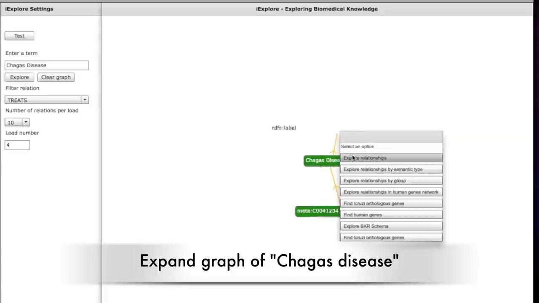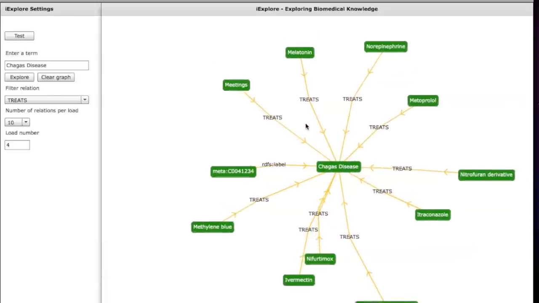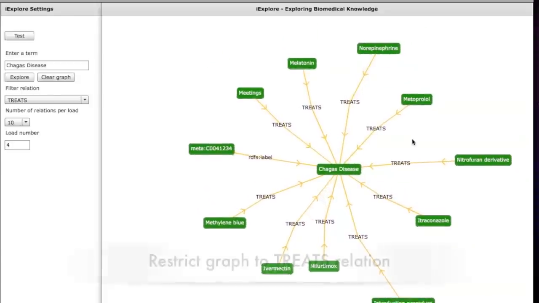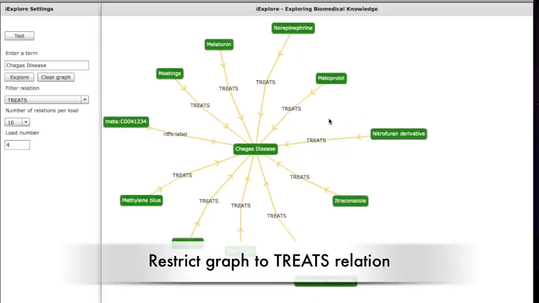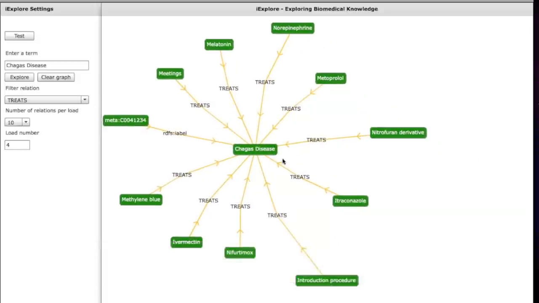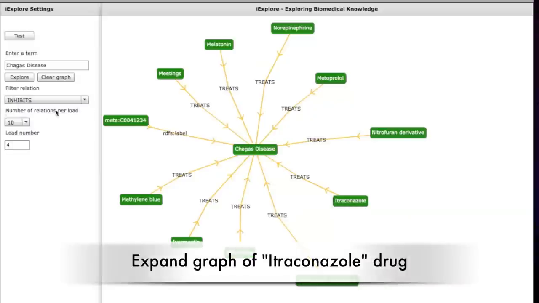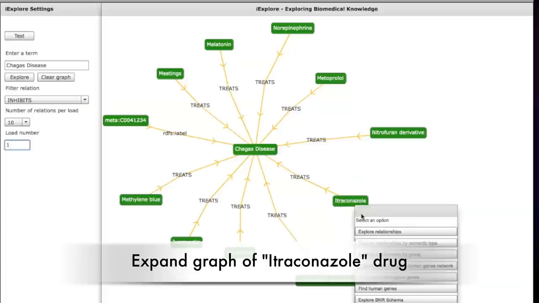Of particular interest to us are known treatments for Chagas disease. We restrict the graph to the treats relation using a filter. Among the treatment concepts, we focus on drugs categorized by semantic types, such as pharmacologic substance. We found the drug itraconazole, known for treating various parasitic diseases and which has side effects.